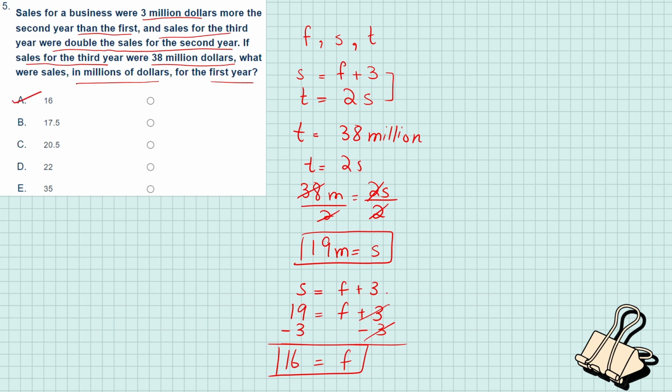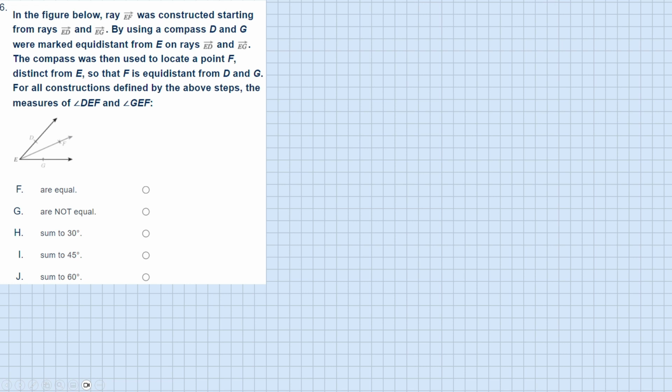Okay, so let's go to the next question, which is question number 6. In question number 6, they are saying in the figure below, ray EF was constructed starting from rays ED and EG. So ED is here, EG is here, and EF is here. These are the rays. We need to see the next information given in the question. By using a compass, D and G were marked equidistant from E on rays ED and EG.